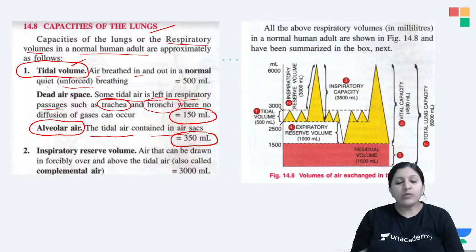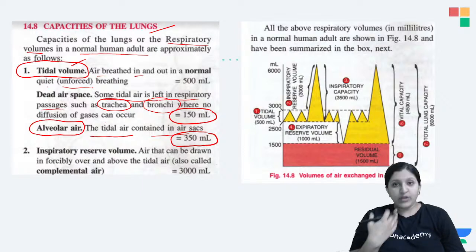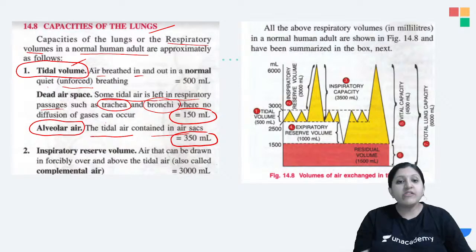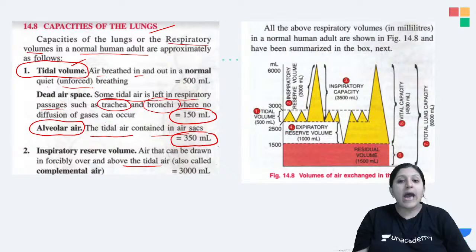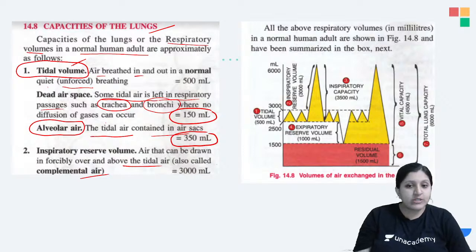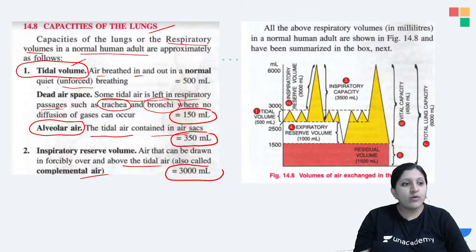Now I'll inspire more air. If I inspire forcefully, not the normal way, forcibly over and above the tidal air, I can take up to, it is also called the complemental air, about 3000 ml. So that is the inspiratory reserve volume.